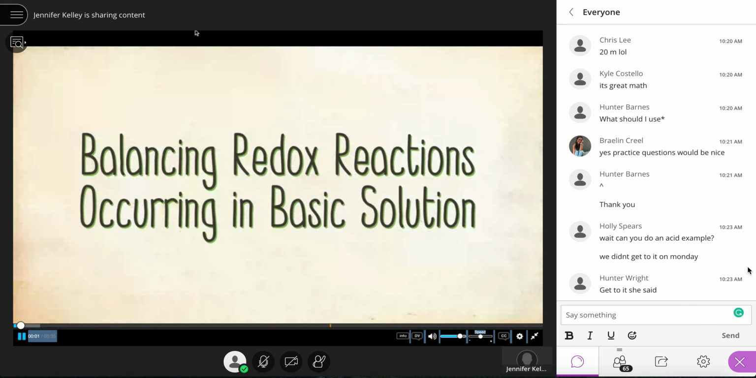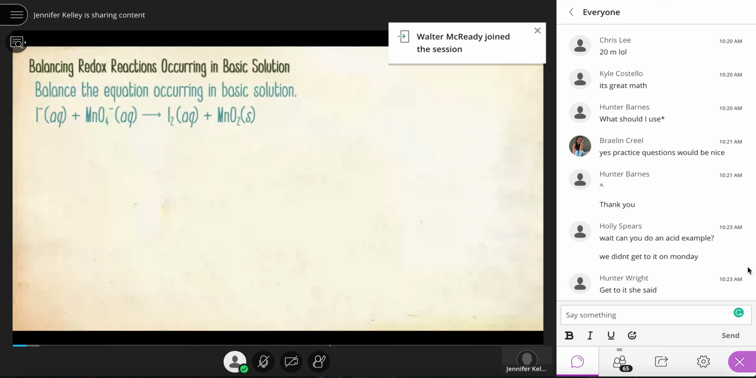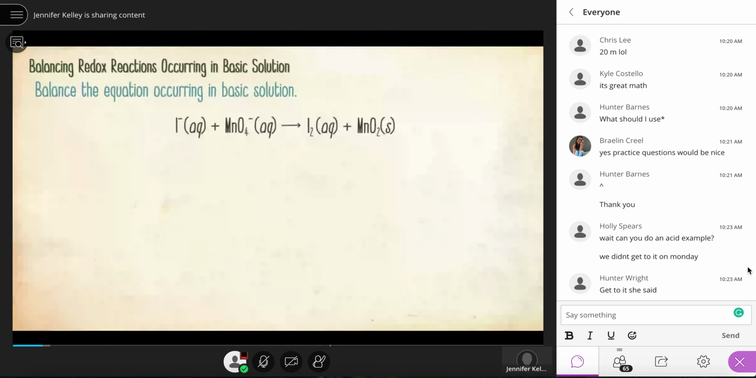In this example, you'll learn how to... The problem reads, balance the equation occurring in basic solution. I minus aqueous plus MnO4 minus aqueous goes to I2 aqueous plus MnO2 solid. The balanced redox reactions occurring in basic solution follow the half reaction method of balancing, but add an extra step to neutralize the acid with the hydroxide ion.